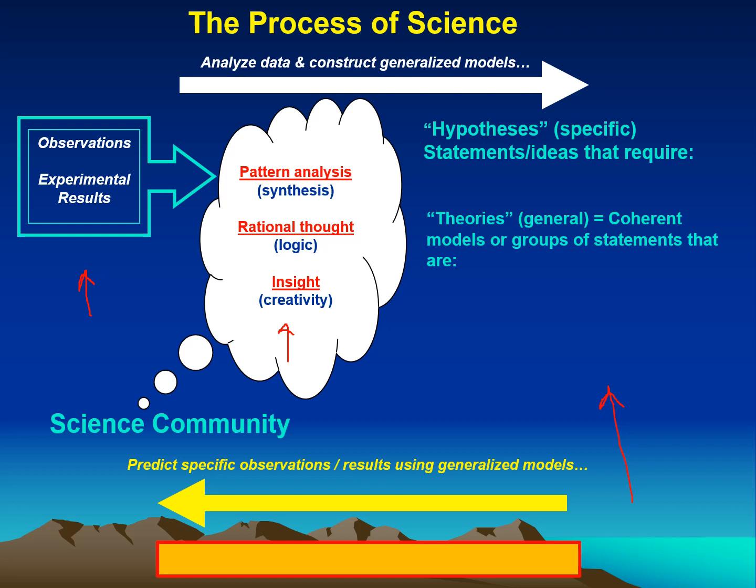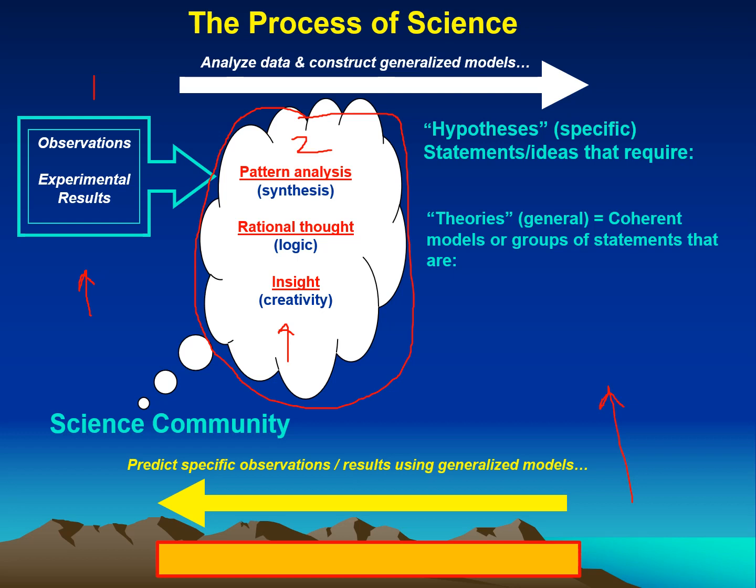In the middle step here, what we're doing is taking the data that we collected in step one and analyzing that data in step two. And one of the first things that scientists do when confronted with a data set is they look for patterns, they try to connect different parts of the data set to one another. That process is all about pattern analysis. In this step, scientists are synthesizing their data.